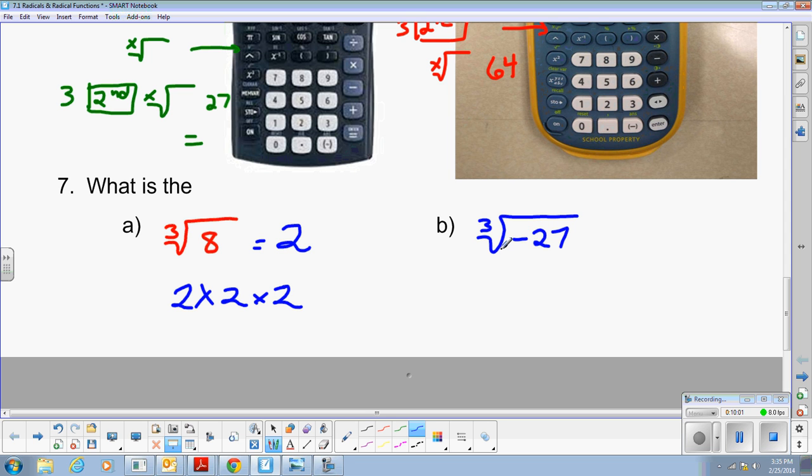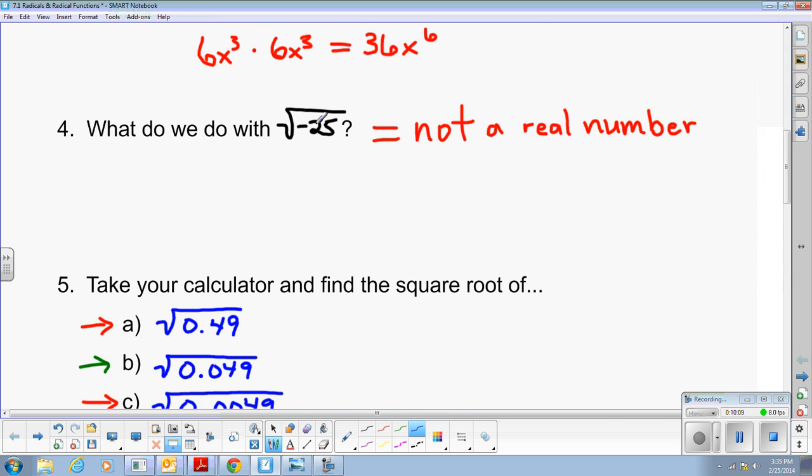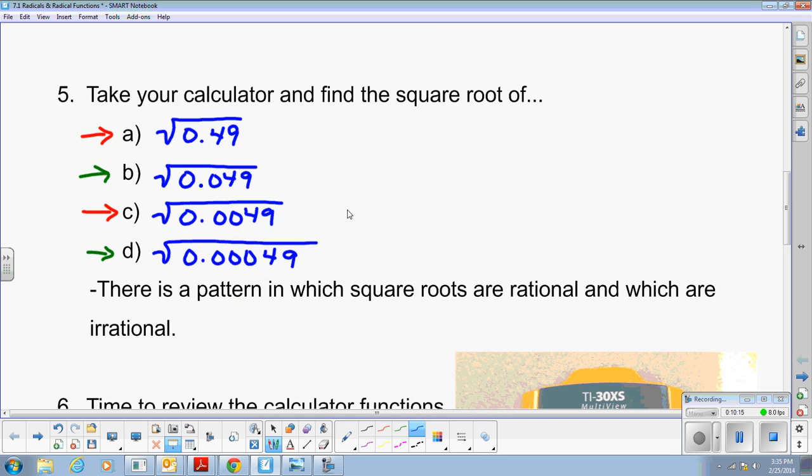There's a difference here. This is an odd number. I am after an odd amount of factors. Up above, I wanted a square root. I only want two factors. We don't have two factors that can be negative and multiply together and give us a negative answer.